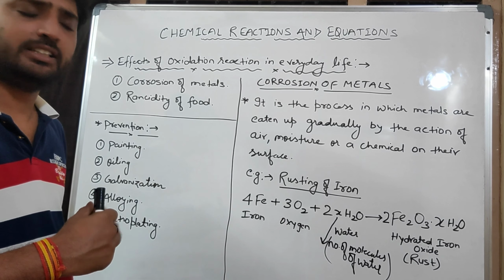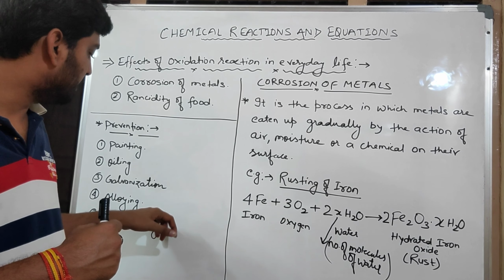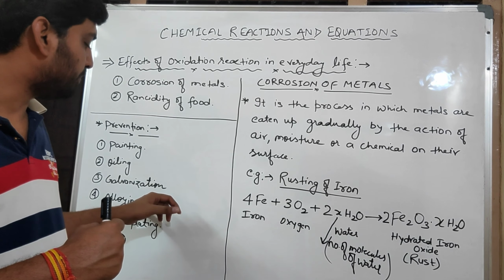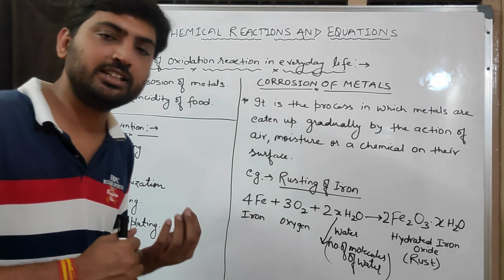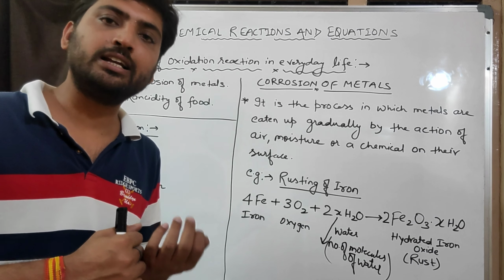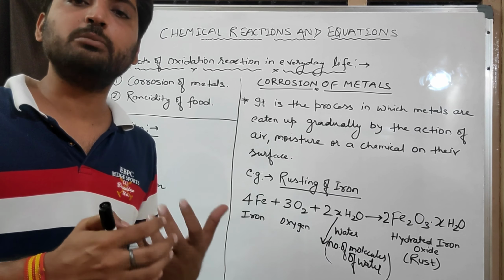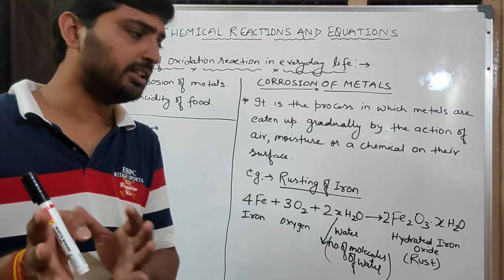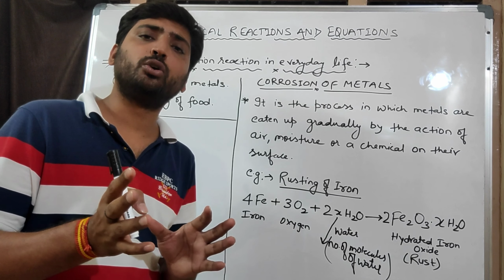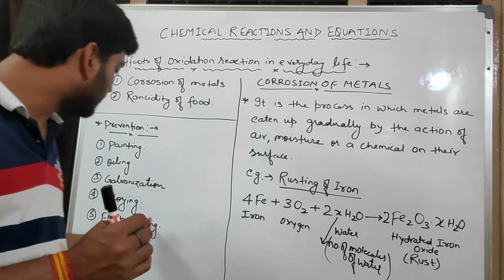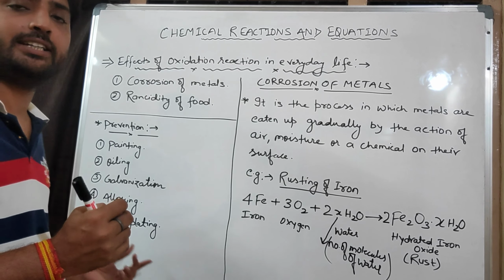For example, in case of alloying, we will learn this topic in detail in the third chapter, but I will give you some idea about it. You know stainless steel. Stainless steel is an alloy of iron. When we mix other metals with iron, it becomes something else, like stainless steel, which does not get corroded. And the last one is electroplating.